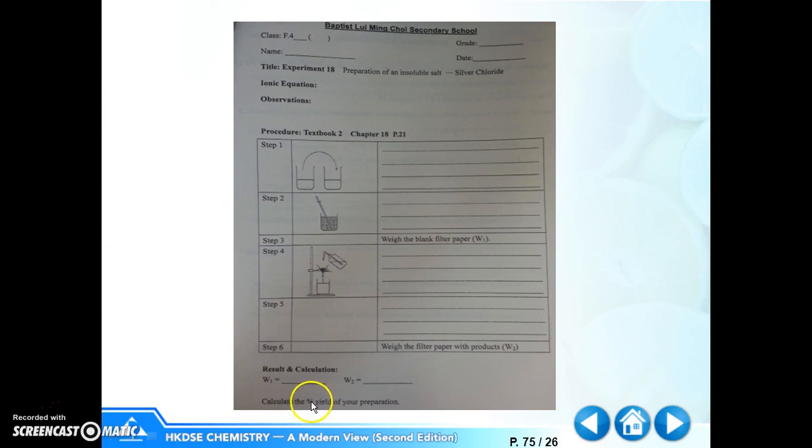So also revise how to calculate the percentage yield. That will be equal to the actual yield, that is the mass that we obtain in the experiment, over the theoretical yield, that is calculated by the mole ratio from the equation. Assume all the products are collected, 100%. Remember how to do the percentage yield.